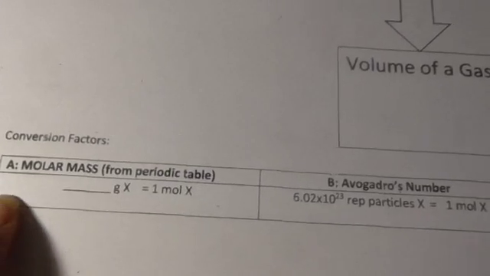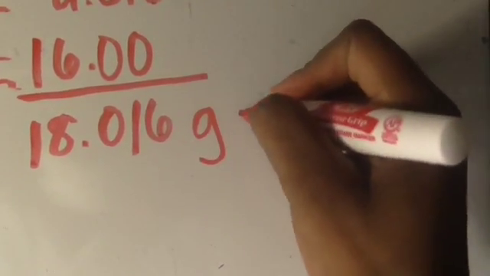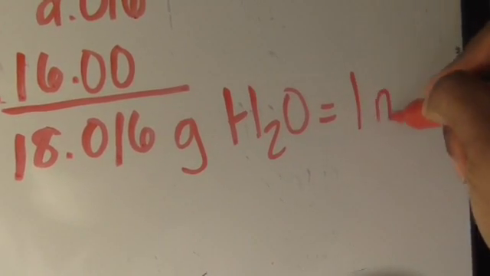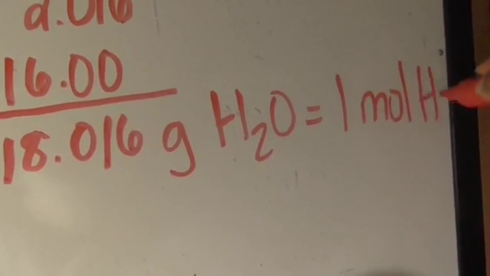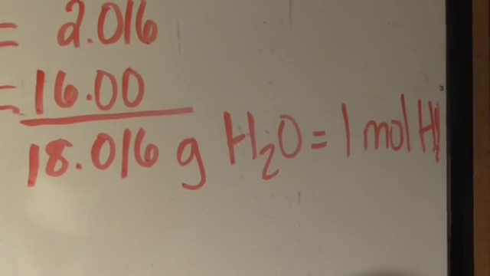And if you look on the mole map that we had, do you see how it says blank grams of X is equal to moles of X? That's the place where I would put grams of water is equal to 1 mole of water. Oh, that's a little squished. I'll write that for you in just a second.